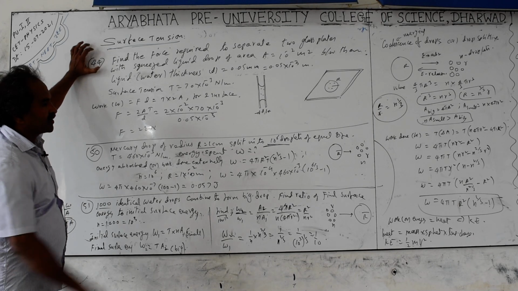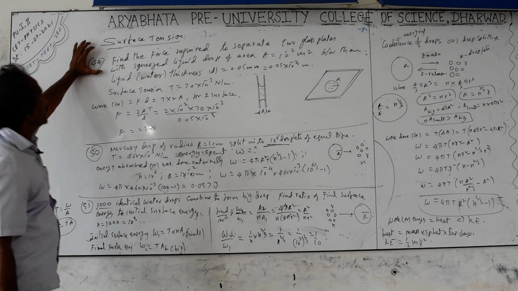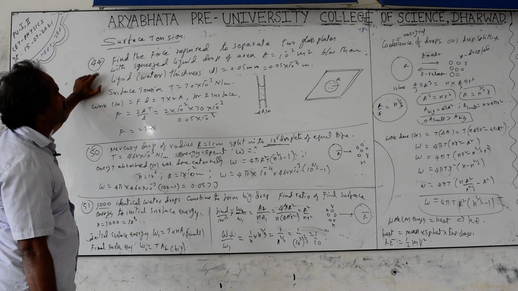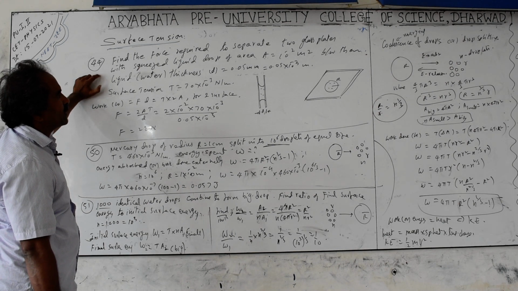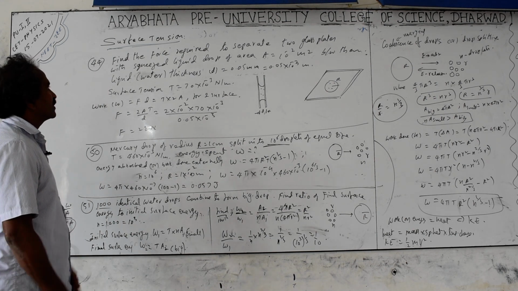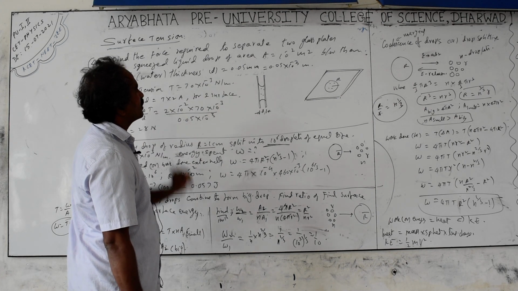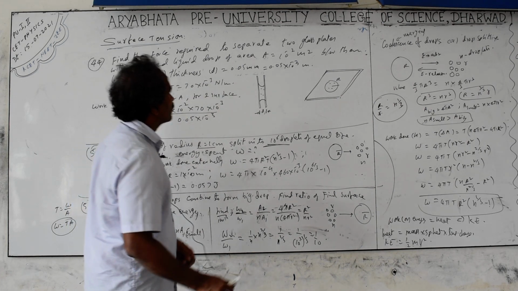Next, question number 44. Find the force required to separate two glass plates with a squeezed liquid drop of area 10 to the power of -2 square meters between them. The liquid droplet spreading between the two glass plates has a thickness of 0.05 millimeters, converted to meters, 0.05 times 10 to the power of -3 meters.